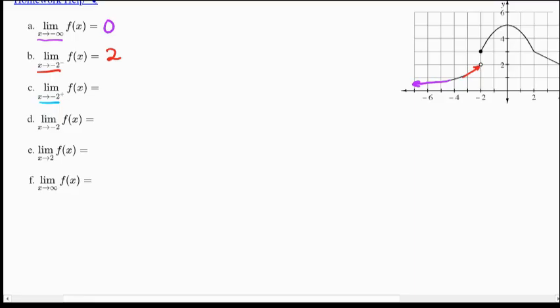Then we have x approaching -2 with the little plus, which means from the right side, which I'll do here in blue, approaching the x value of -2, and it approaches the y value of 3.